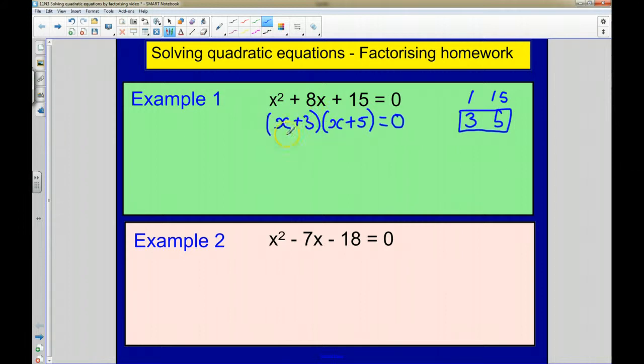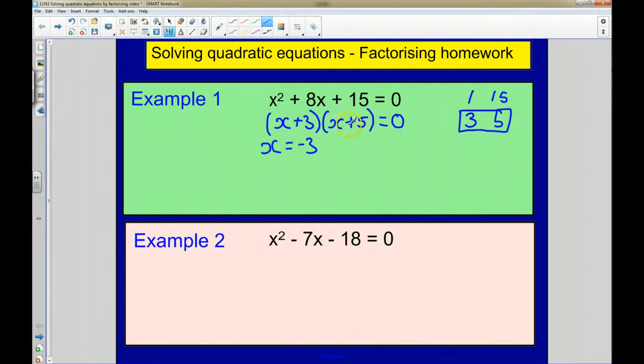So now I've got something multiplied by something is equal to 0. So I know either this or this has got to be equal to 0 in order for this product to work. So if we look at this one first, that's telling me if x plus 3 is equal to 0, in order for this here to be equal to 0, x is going to have to be negative 3. Because negative 3 add 3 gives 0, and 0 times anything is going to give me 0. So that's one of our solutions.